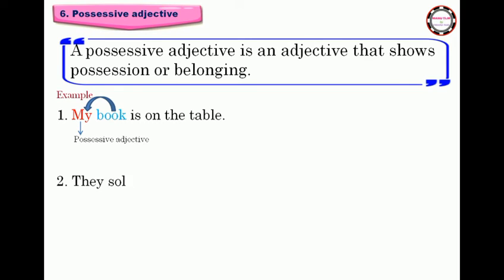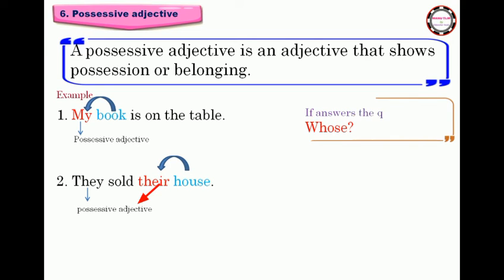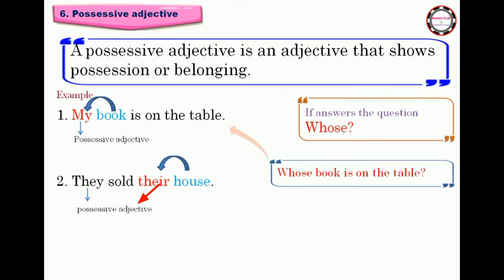Second example, they sold their house. House is a noun. Whose house? Their. So the question starts with whose. The first sentence question is like this: whose book is on the table? Similarly, the second sentence question is like this: whose house did they sell?